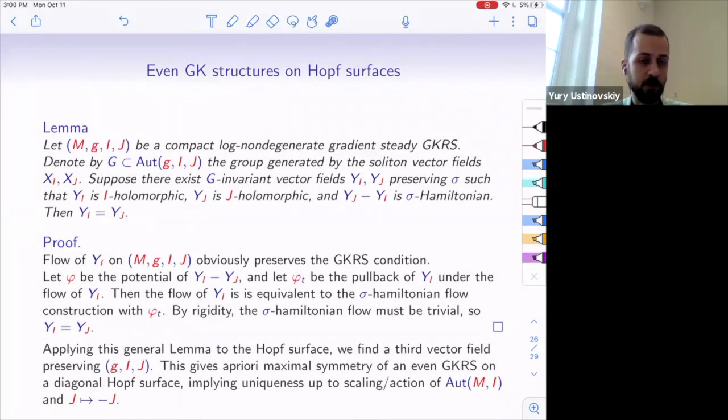So you have the flow construction, the Hamiltonian flow construction, which preserves the soliton condition. By rigidity, this flow construction has to be trivial, which forces the vector fields Yi and Yj to match each other. And this is exactly this third vector field on the Hopf surface, which preserves a priori any soliton. So from here, we can invoke our result with Geoff Streets and conclude that there is uniqueness on diagonal Hopf surfaces.